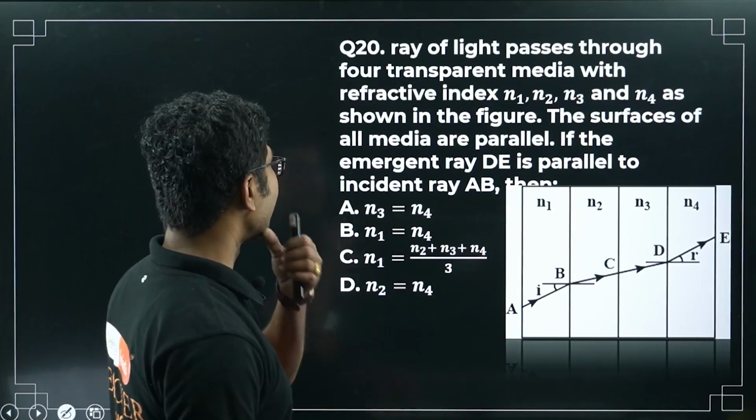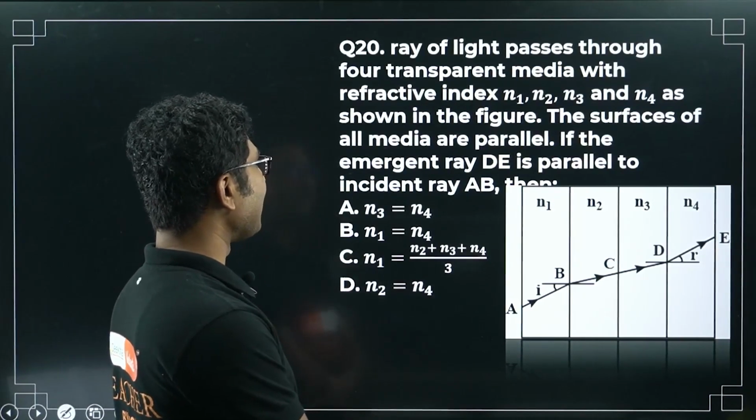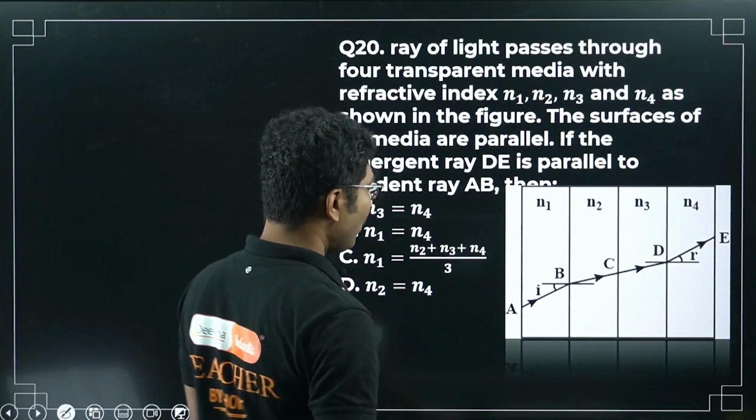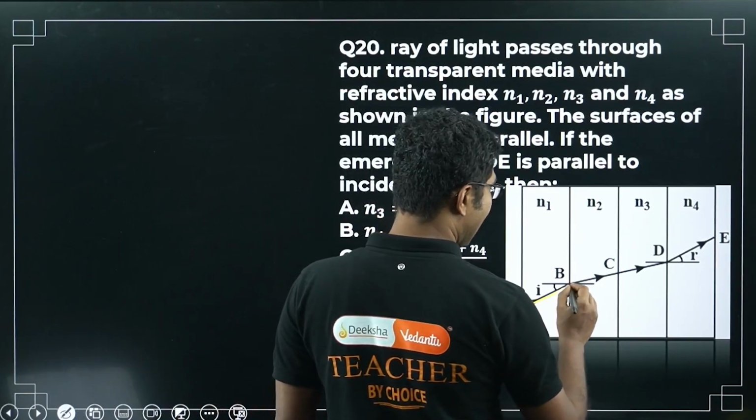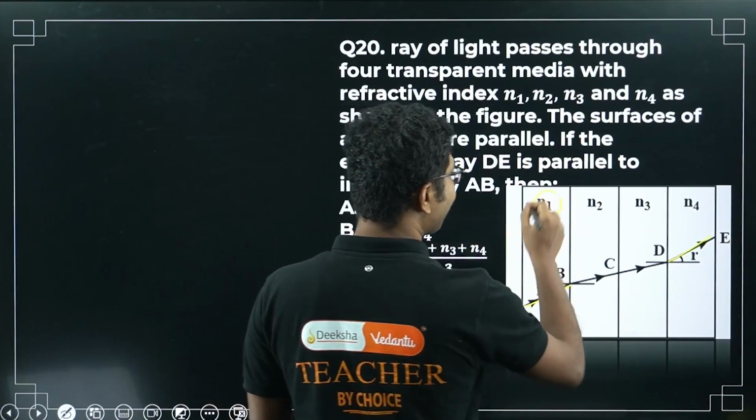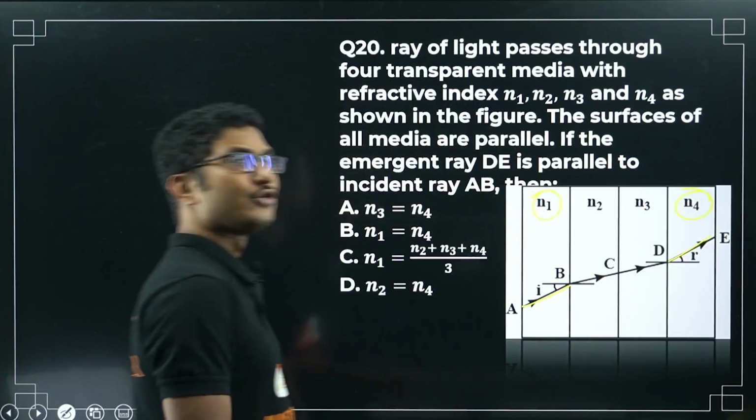The surfaces of the all media are parallel if the emergent ray DE is parallel to incident ray AB. Okay, so if the incident ray AB and the emergent ray DE are parallel, then definitely this refractive index and this refractive index should be same.